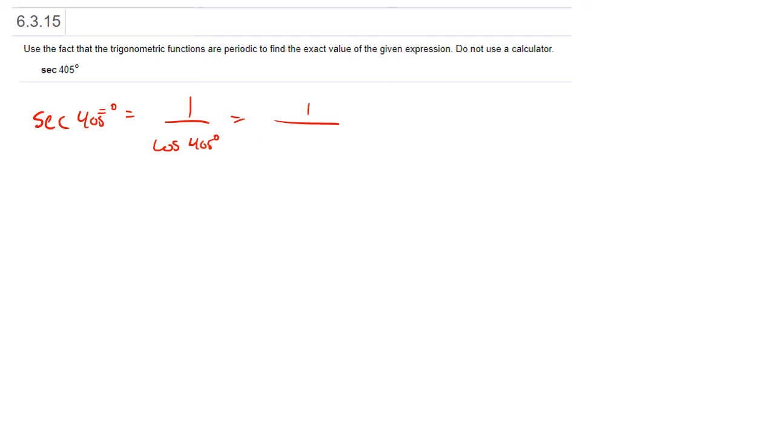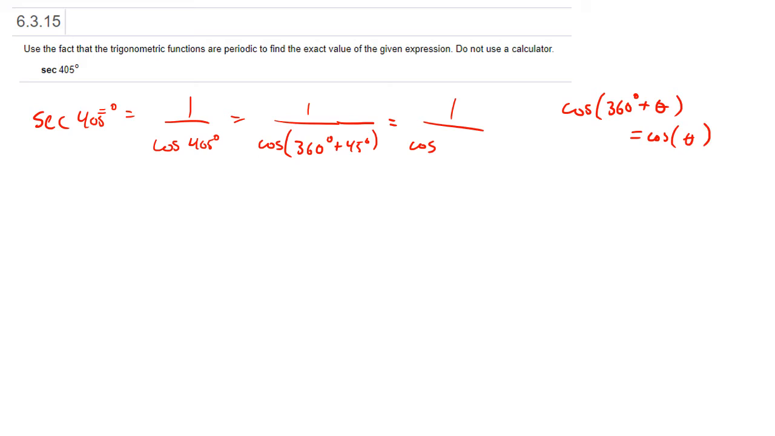is periodic. Specifically, it has period 360 degrees. In radians, this would be 2 pi. So instead of calling this 405 degrees, observe that that's 360 degrees plus 45 degrees. That's 405 degrees right there. But cosine is periodic with period 360 degrees. So the cosine of 360 degrees plus something is the same thing as the cosine of that thing. You get to ignore going all the way around the circle. So instead of cosine of 360 plus 45, this is the same as the cosine of 45 degrees.